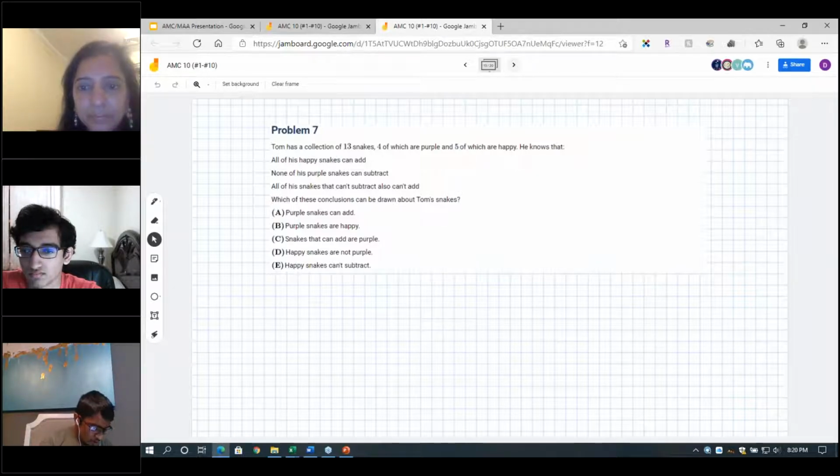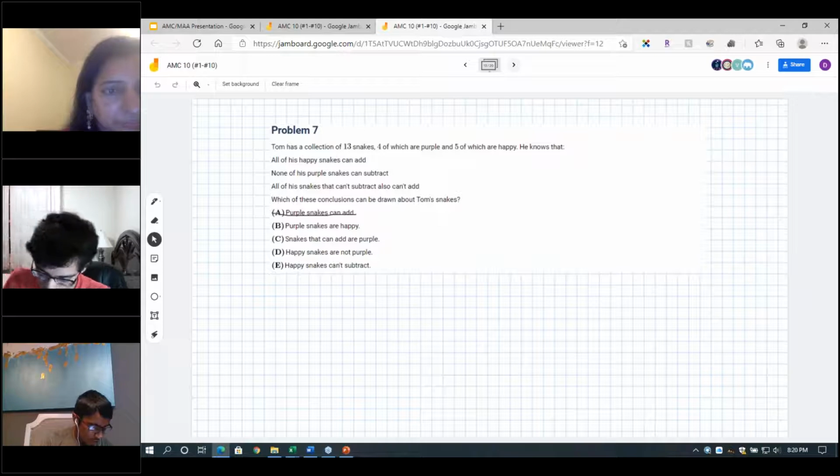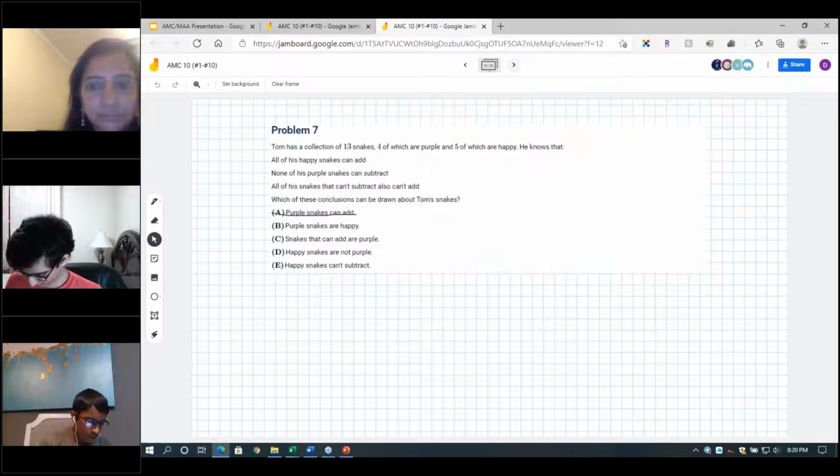So the first one is purple snakes can add. It says that no purple snakes can subtract. And if a snake can't subtract, it also can't add. So purple snakes cannot add. So that one is not the answer. The second one is purple snakes are happy. If a purple snake is happy, then that purple snake must be able to add, because it says all of its happy snakes can add. However, we just said that purple snakes cannot add. That was why we crossed out A. So purple snakes are not happy.